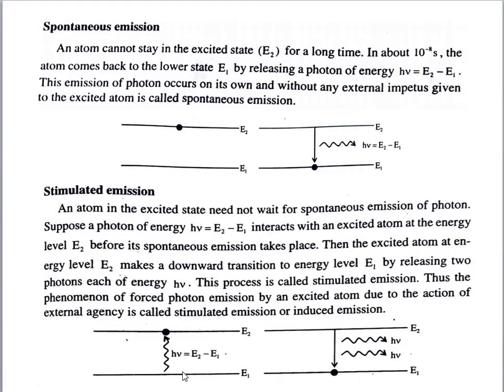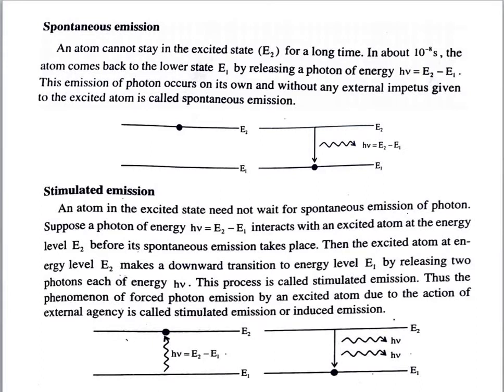Normally this process takes place if the electron has a longer time period in the excited state. So in stimulated emission, an electron in the excited state need not wait for spontaneous emission of photons. Suppose a photon with energy E2 minus E1 interacts with the excited electron at energy level E2 before spontaneous emission takes place. Then the excited electron at energy level E2 makes a downward transition to energy level E1 by releasing 2 photons of energy h nu. This process is called stimulated emission.